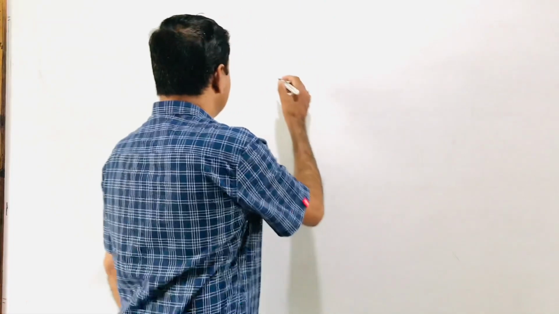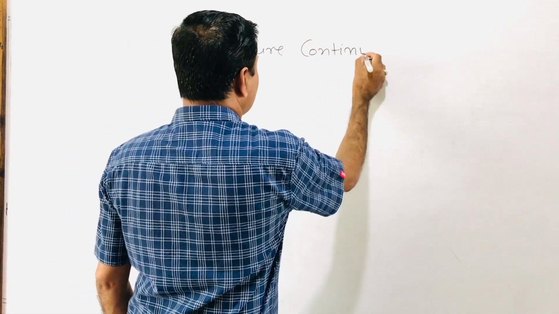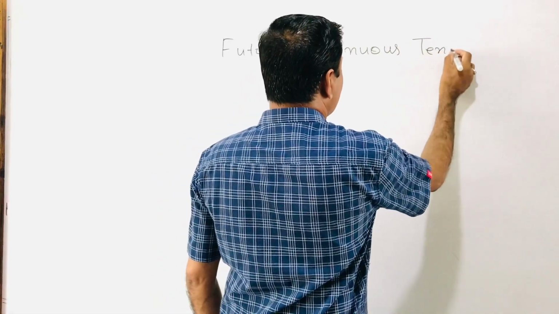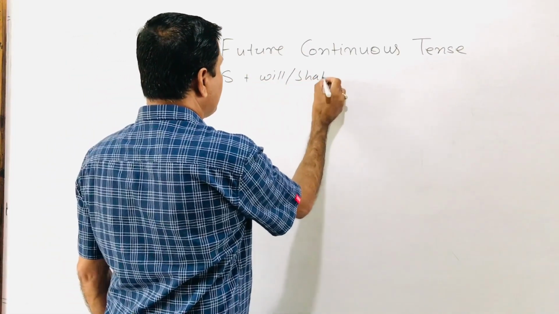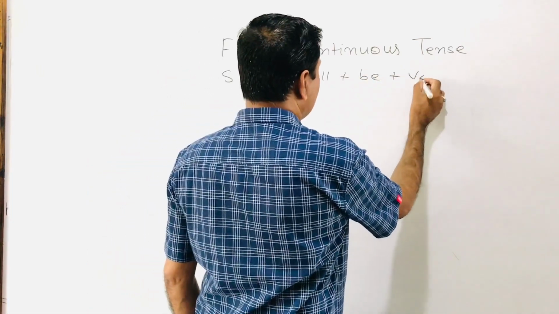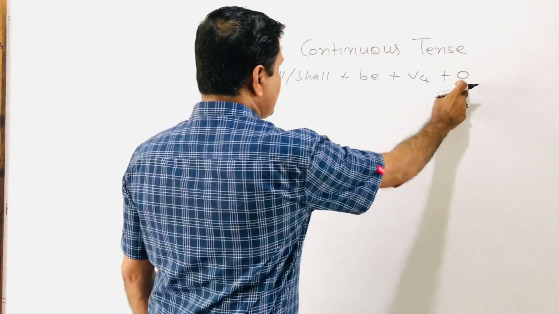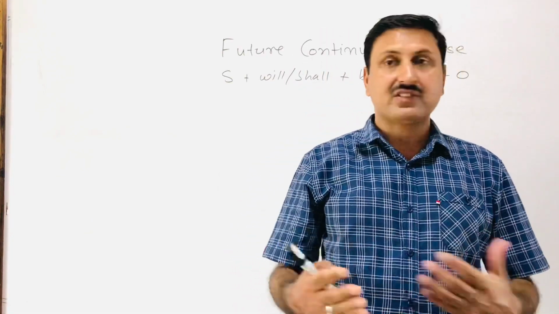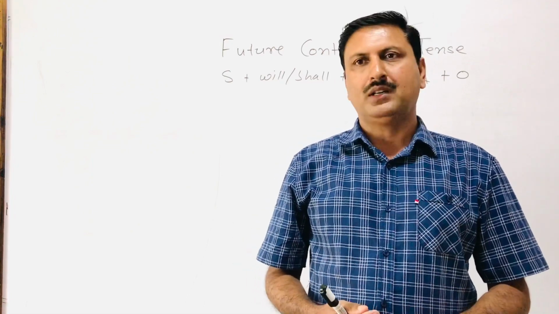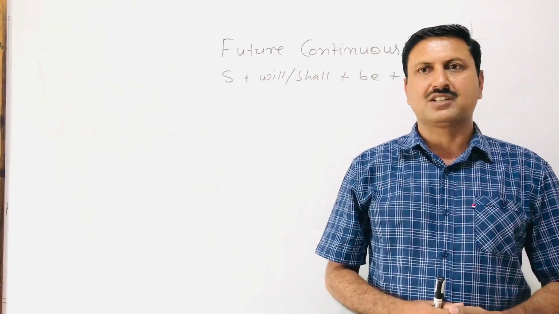Now, the second aspect of future tense is future continuous tense. Its structure is subject plus will or shall plus be plus verb-ing plus object. Some examples can be traced out. She will be doing her homework. He will be driving his car, etc. can be the examples of future continuous tense.